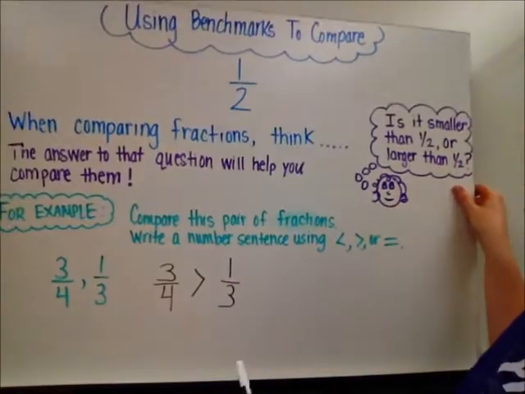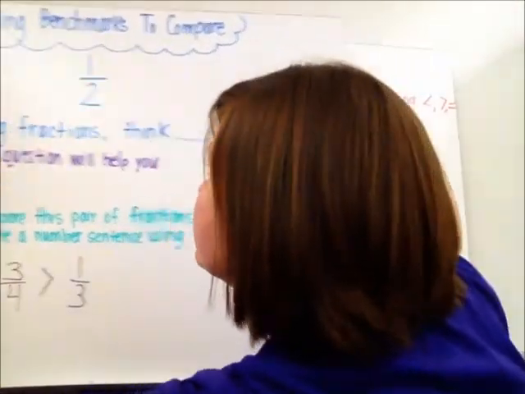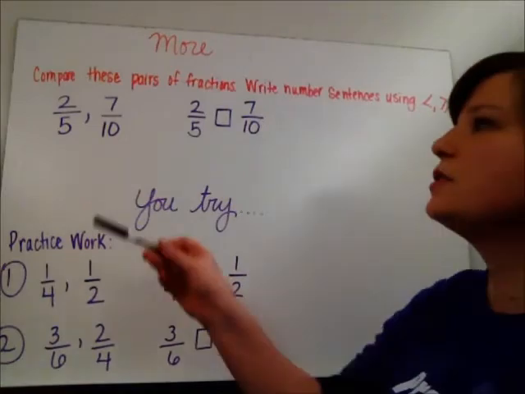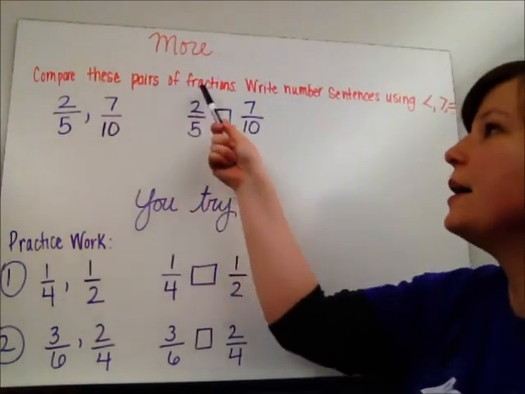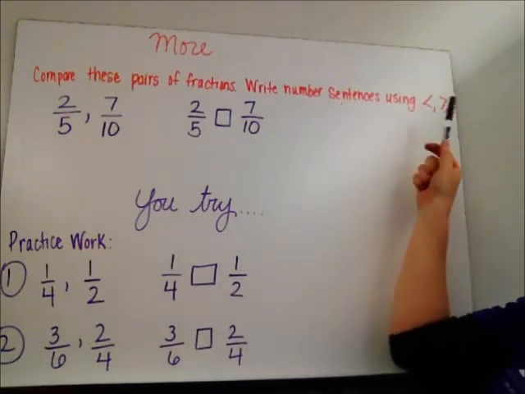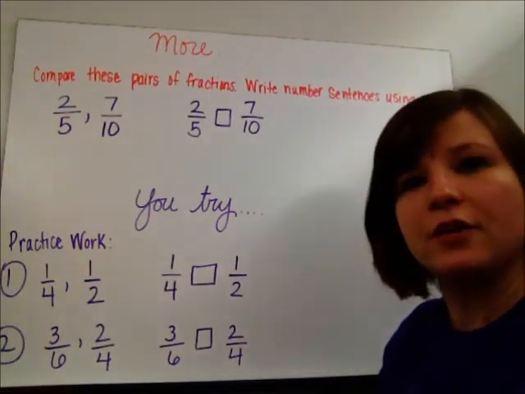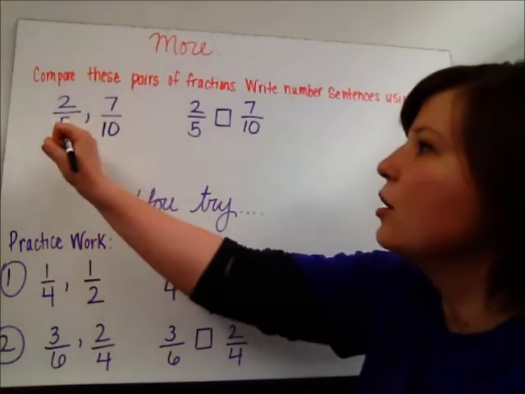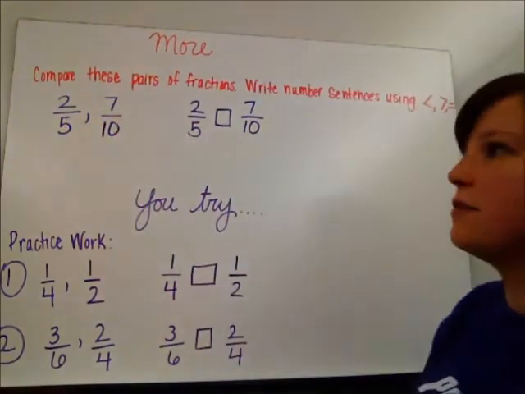We'll do one other example. So here's those directions again. Compare these pairs of fractions. Write number sentences using the greater than, less than, or equal to symbols. So our pair is 2/5 and 7/10.